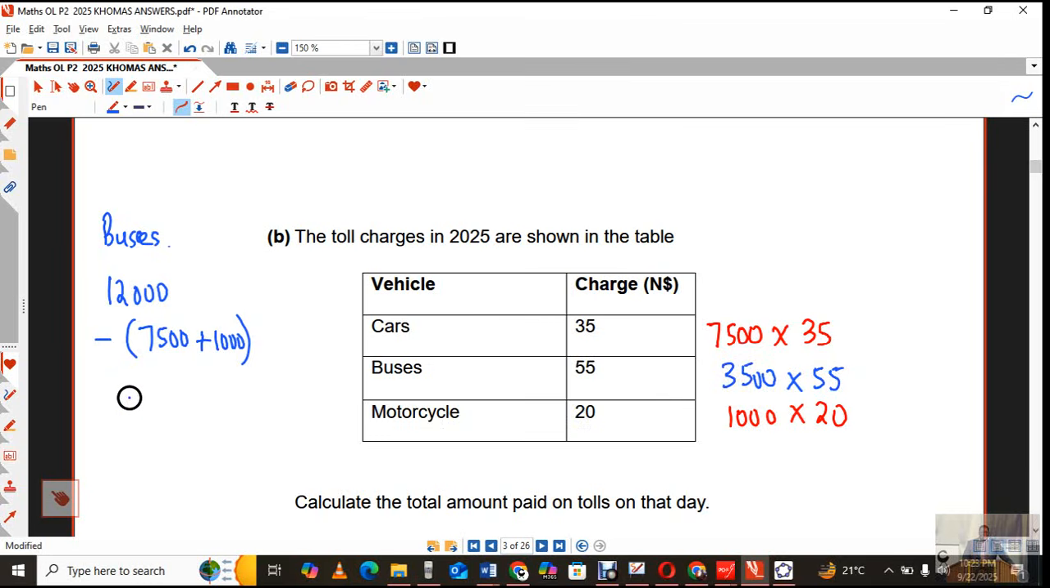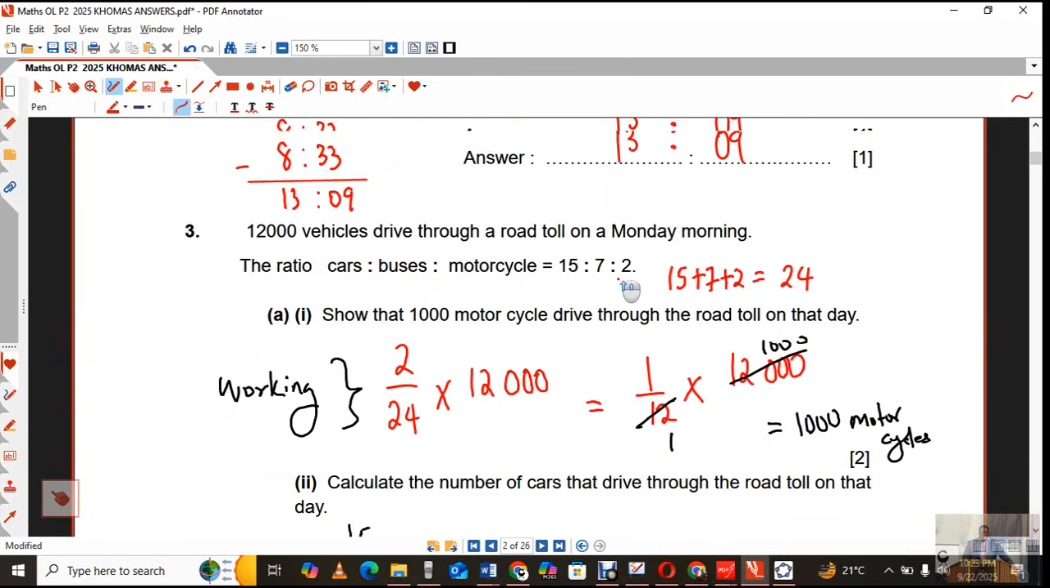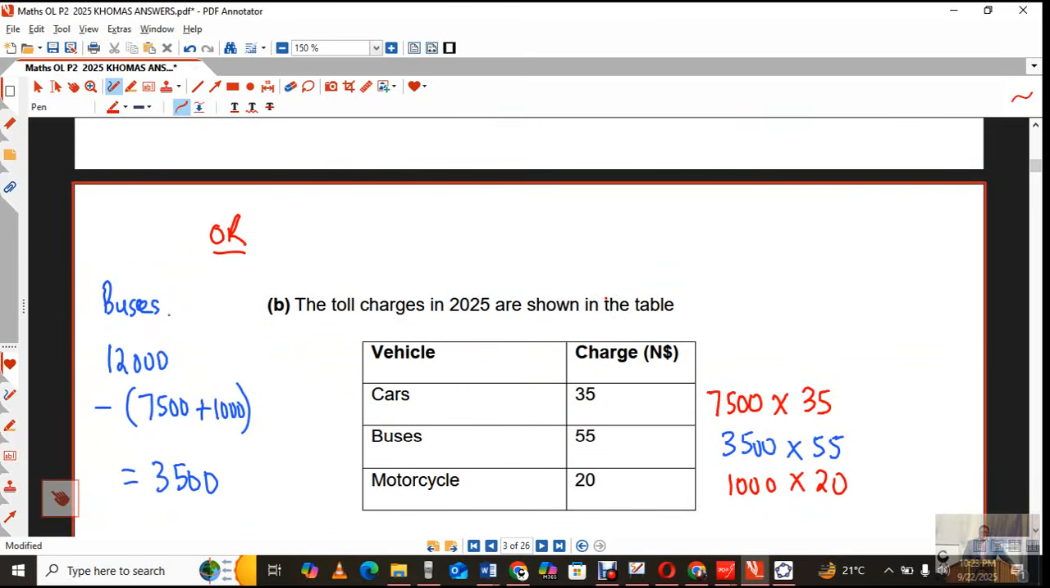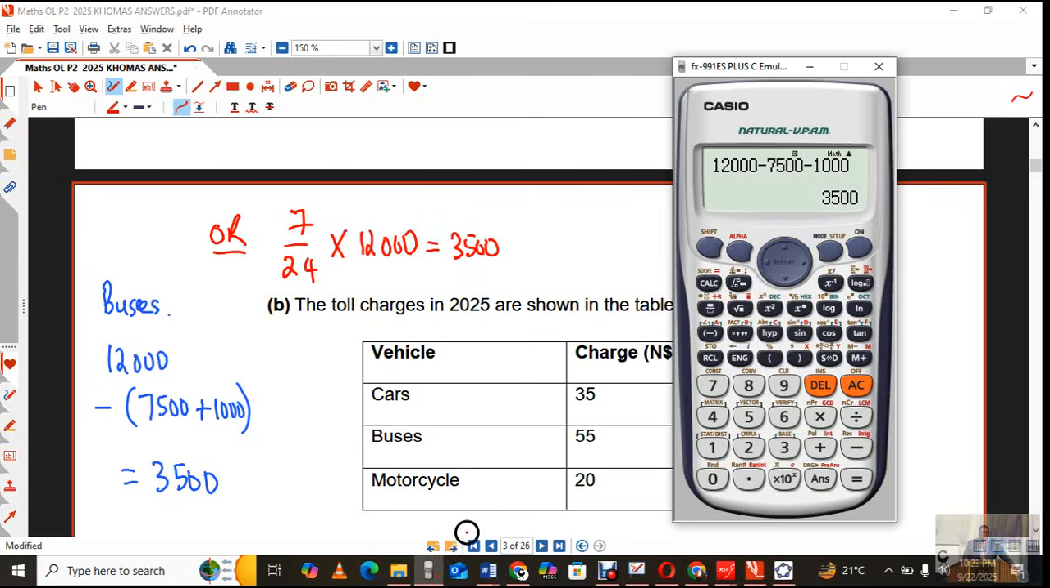So you can either do this, or you can go back and work with the ratio. The ratio of buses, the one in the middle, is 7/24, 7 out of 24. And if you take 7/24 of 12,000, well, surely you will get 3,500. And just confirm that with your calculator. You have 7/24 of 12,000, and that will give you the 3,500. That's also one way that you can find it.